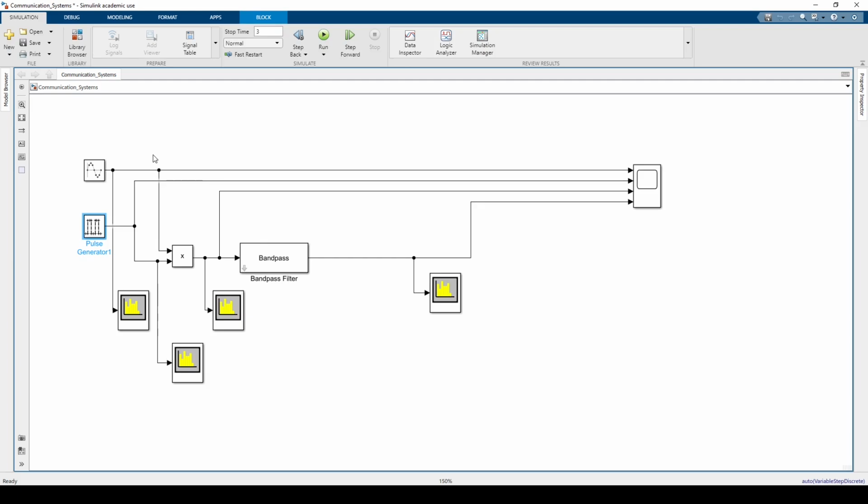The circuit has a sine wave as the message signal. The pulse generator makes the rectangular square wave. They are both passed into a product block, and then we could run this first to see what we get so far.